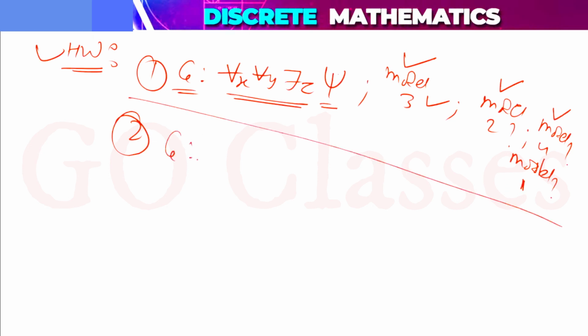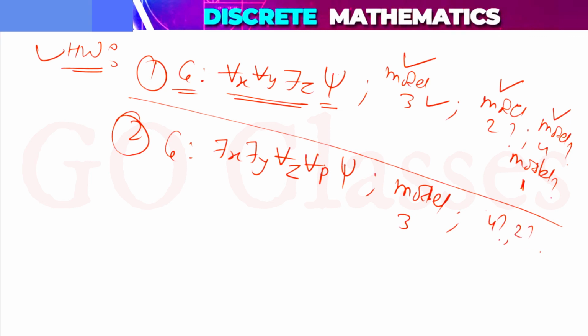Second question, let me give you this formula. That is, there exists x, there exists y, for all z, for all p psi. Let's assume that for this formula a model of size 3 is given. Now can you guarantee a model of size 4, a model of size 2, a model of size 1? Can you guarantee these? Let's see the third question.